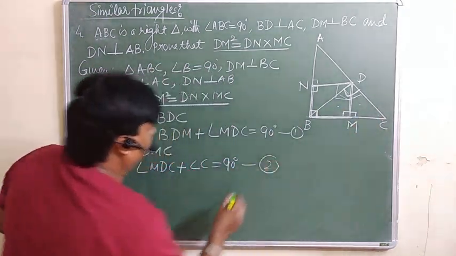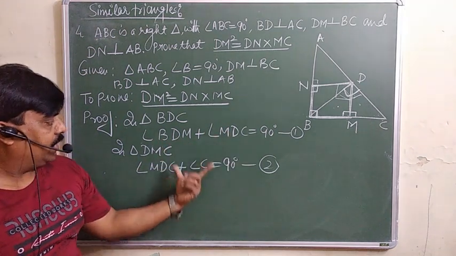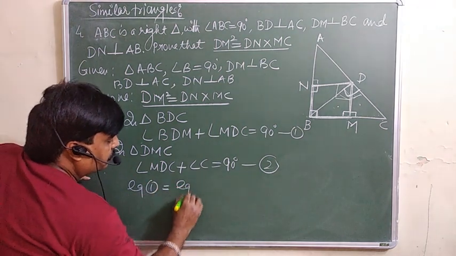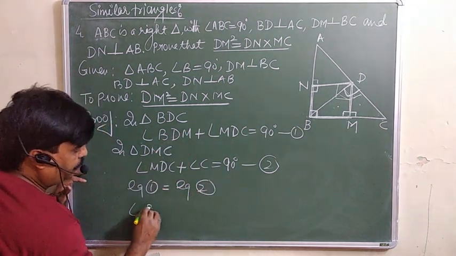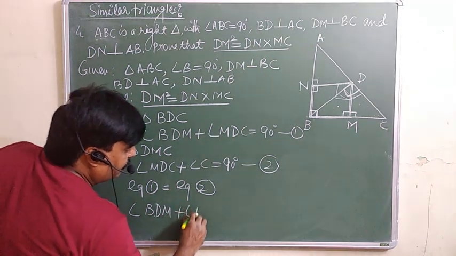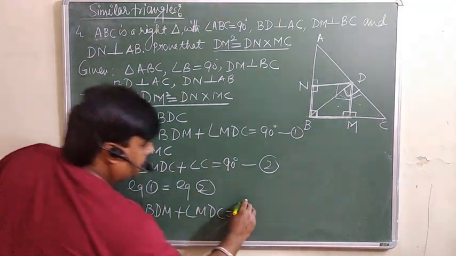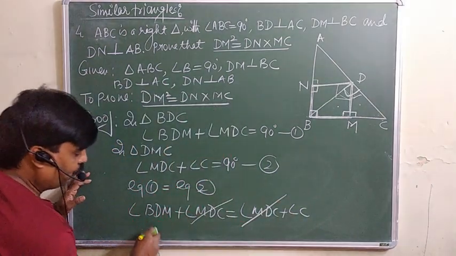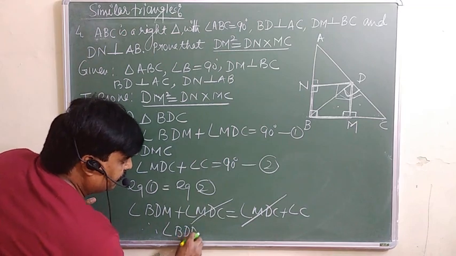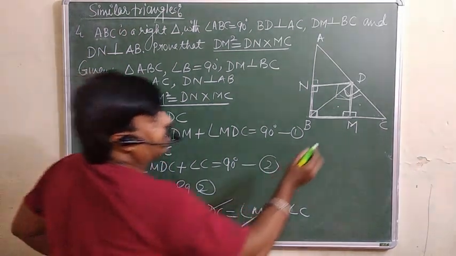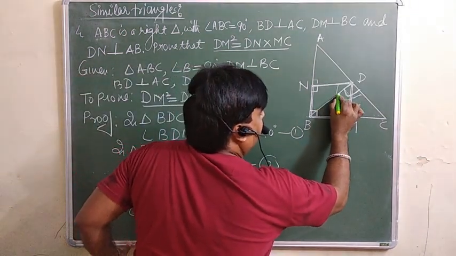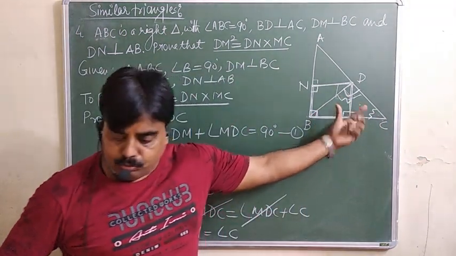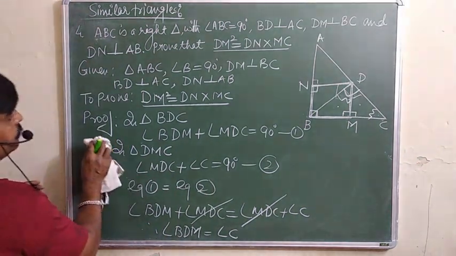This is your equation 2. But here only this is also 90 and this is also 90. So equation 1 you can write equal to equation 2. So you will get angle BDM plus angle MDC is equal to angle MDC plus angle C. And MDC this is cancelled. So finally you are getting angle BDM is equal to angle C. So we are getting this angle BDM is equal to this one. Now you can take in these two triangles. I am going to draw it.